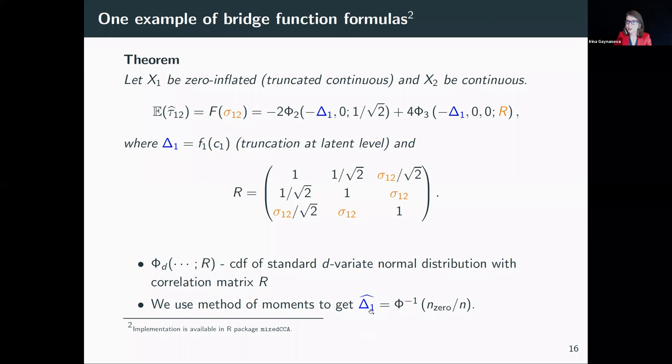So here's what these bridge functions look like. Here is one example where you have two variables, one of which is of truncated type, which we use to model zero inflation, and the other, for simplicity, is just continuous. What this theorem shows is that if you take the expected value of Kendall's tau between these two variable types, then this expected value can be written as the following function, which is a combination of a two-dimensional Gaussian CDF and a three-dimensional Gaussian CDF, where the true latent correlation sigma appears in one of the correlation matrices. Note that I highlighted one other parameter here, which is the truncation at the latent level. So strictly speaking, it depends not just on this latent correlation, but also on what the truncation level is.